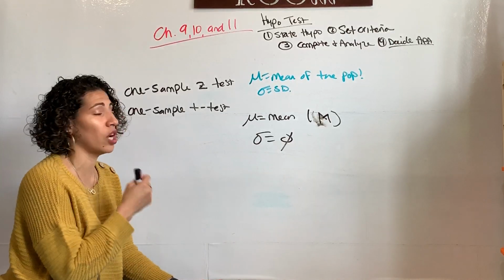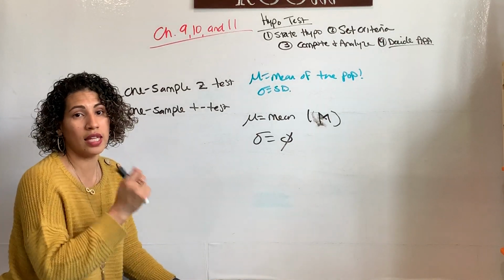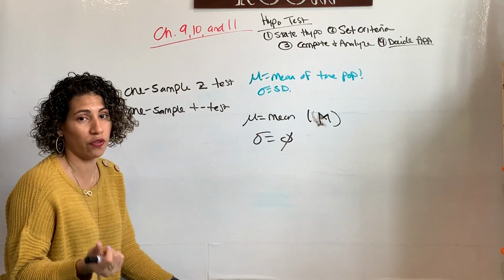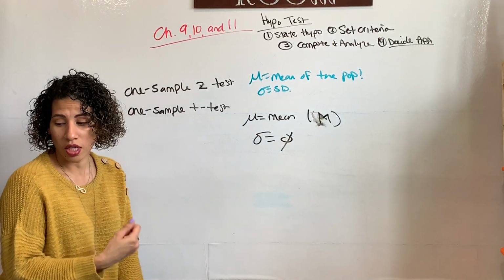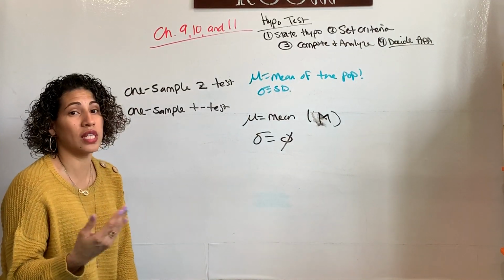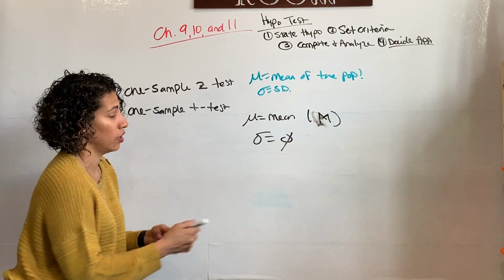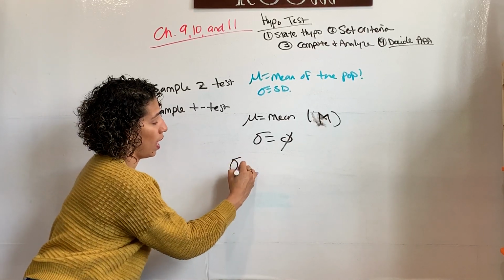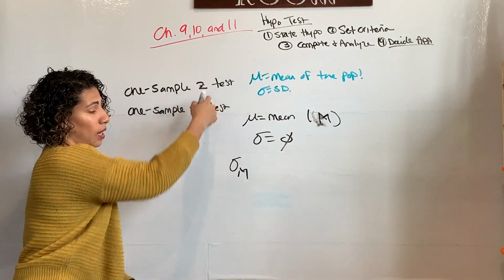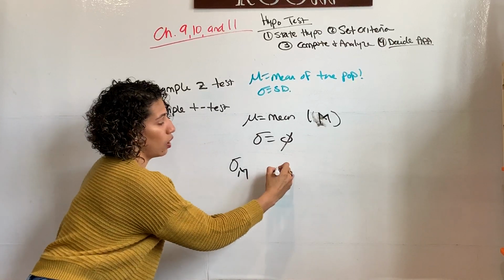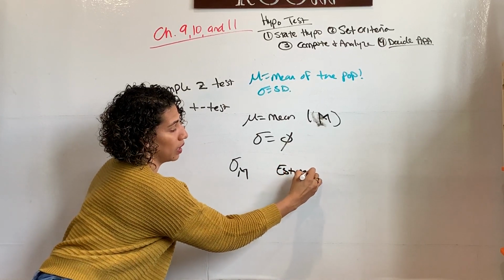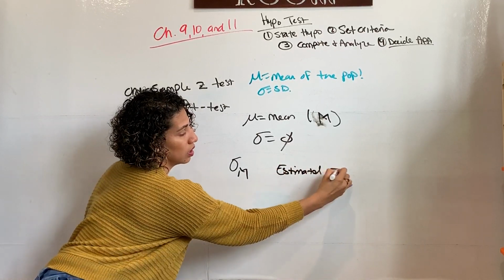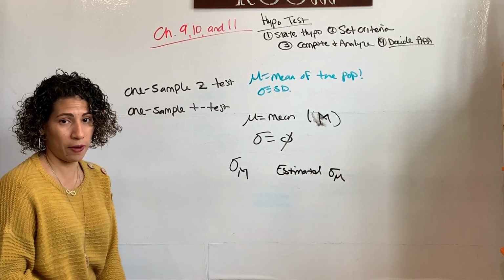But the advantage of the t over the z is the fact that it requires less information. So in reality, we're going to use an estimated standard error. So the standard error of M that we use in this one sample z-test is now going to become the estimated standard error of M, right?